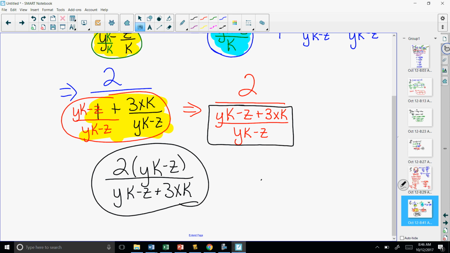You notice that you don't have a y in every single term, there's not a z in every single term, there's not a k in every single term. Whole number values do not cancel. So there is your complex fraction simplified into one value.